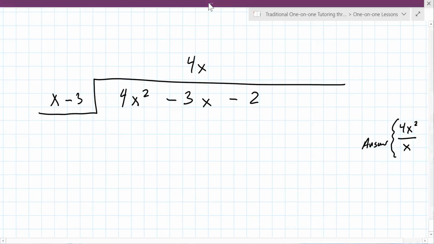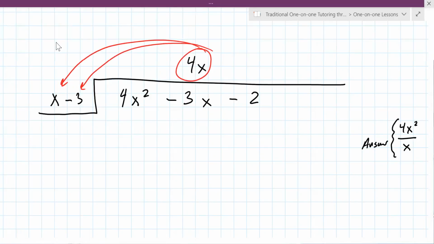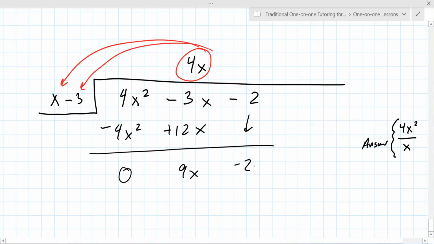Okay. And then you take this 4x and you multiply it by each of these. Now I was doing it off to the side, but you can do it with mental math. You just say, oh yeah, it's 4x squared minus 12x. I got it. But then you have to change the sign. Right. So now again, this first term should be 0. 9x, bring this down, minus 2. And then you start over. You say, what do I multiply x by to get 9x? 9. So you got plus 9. Yep. Again, you change the sign.